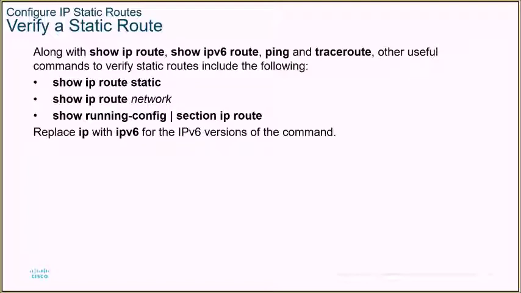And so, of course, you can get a little bit more specific with the show IP route. You can do show IP route static, and it will just show you the static routes. You can do show IP route network, and you specify which network, and you'll just get that routing entry. Or you can do a show running config and just see the section with IP routes in it. And so, of course, for IPv6, just put a v6 after the IP, and those commands will all work still.